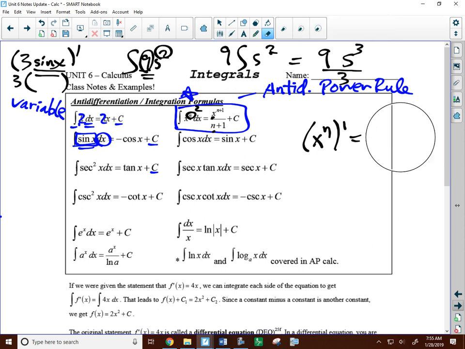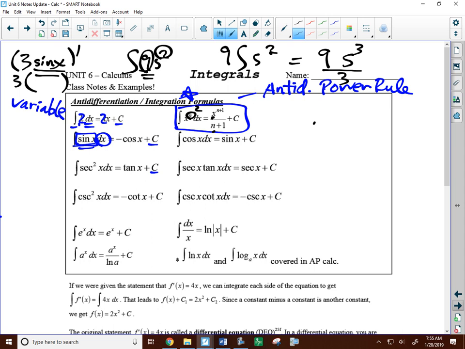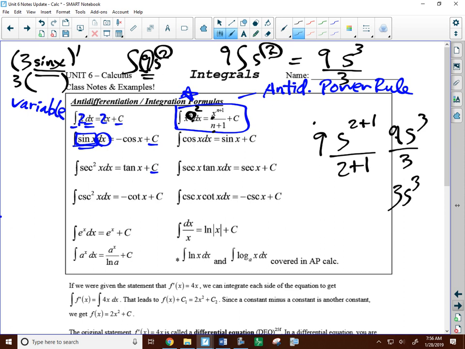Now, at first I do see a lot of people write this. They like to see it, so they write 2 plus 1 over 2 plus 1. That's fine, then they work it out to 2 plus 1 is 3 over 3. So if you're more comfortable doing that, you can. And 9 over 3 is 3. Okay, but that's the power rule, working backwards. So you add 1. This just says, take whatever number the power was, add 1, so it's cubed.